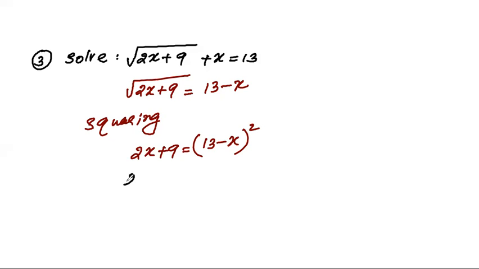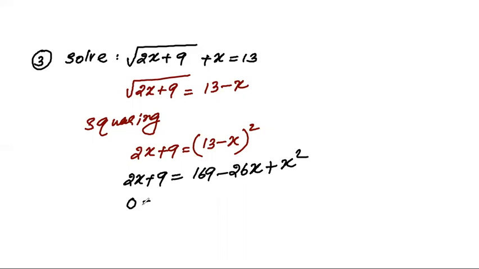So 2x plus 9 is equal to, whenever you are squaring this one by using the a minus b whole square method, a square 169 minus 2ab 26x plus b square, that is x square. So a minus b whole square is 13 square is 169, minus 2ab is minus 26x, plus b square is x square. So you can take all the terms on LHS to RHS.